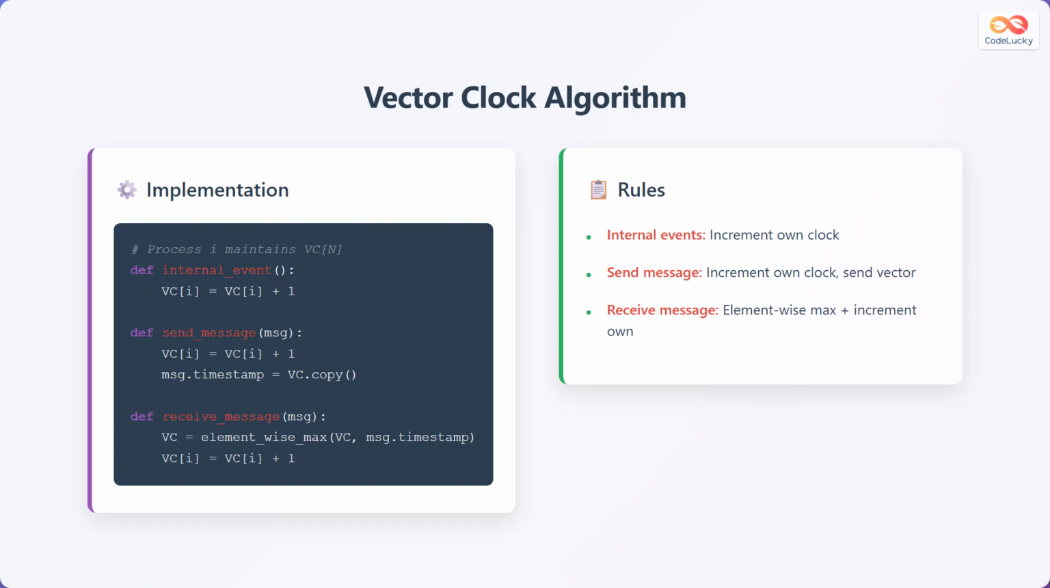Here are the rules that need to be followed while using vector clocks. On internal events, increment own clock. When sending a message, increment own clock, send vector. When receiving a message, the element-wise max of current clock and timestamp is computed and own clock is incremented.